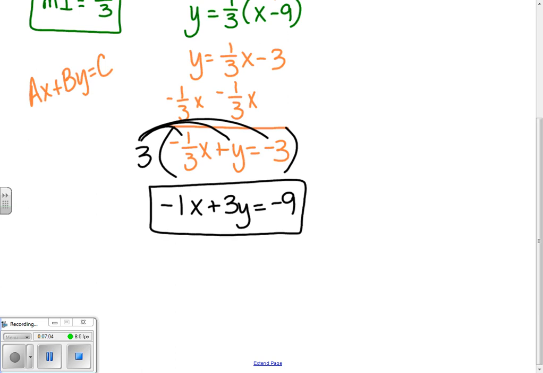Just a quick disclaimer on standard form, and I know I mentioned this before, but I'll mention it again. Some textbooks require that first term, that x term, to be positive, and ours does not, so we will stick with it being okay to be negative. If it did require you to have a positive leading term, just multiply by a -3 instead of a +3, and you should be good to go.